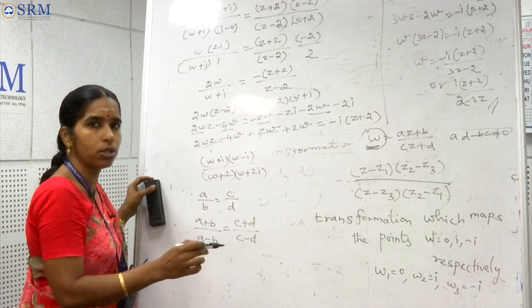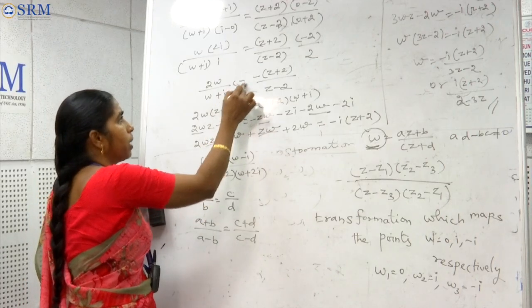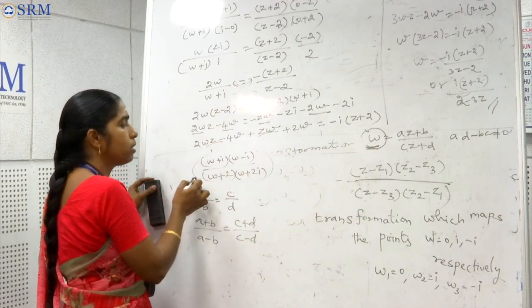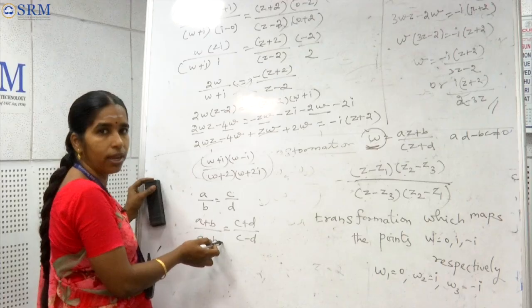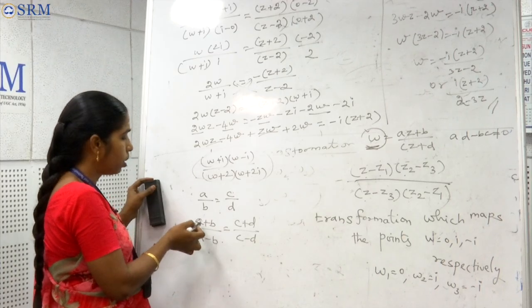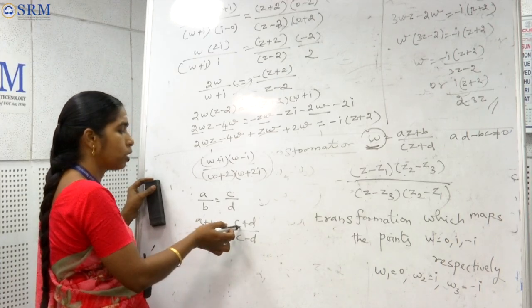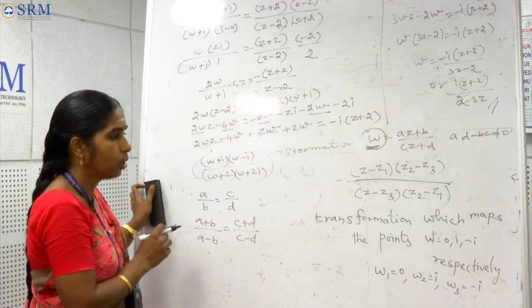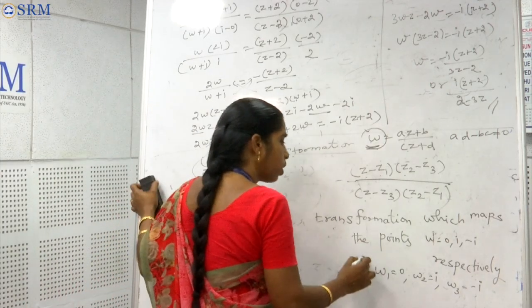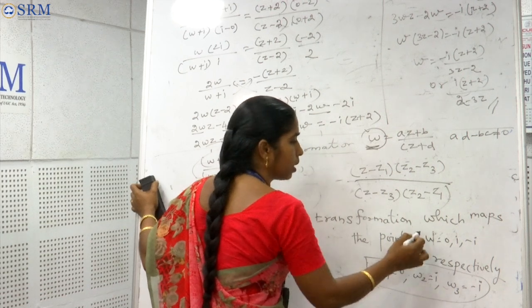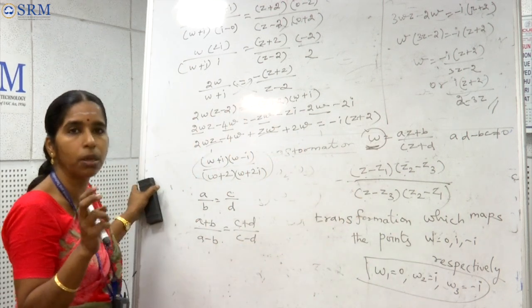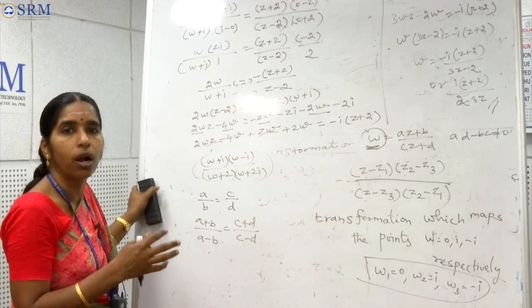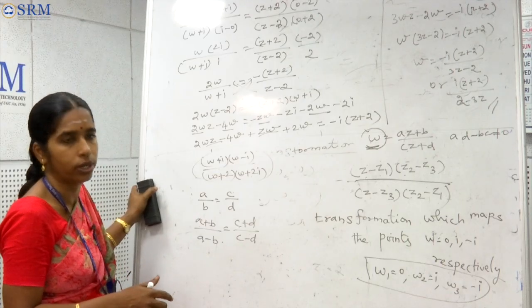Simple expression means you use cross multiplication, or in the form means you use the componendo and dividendo rule: (a plus b) divided by (a minus b) is equal to (c plus d) divided by (c minus d). Here is another important note for that type of question. Consider 3 points in the W plane and 3 points in the Z plane.